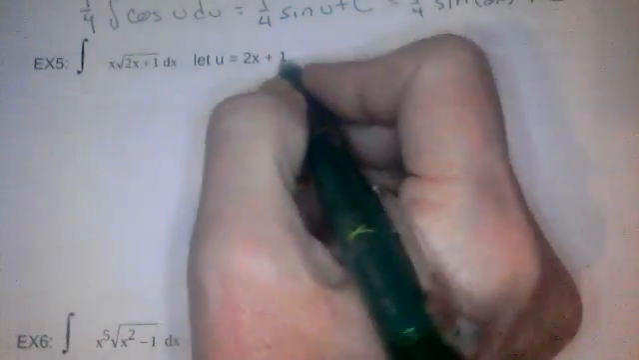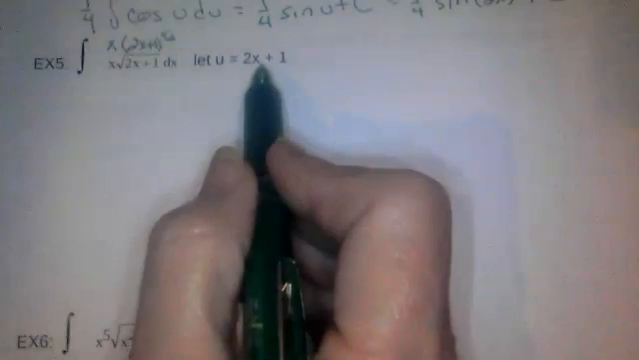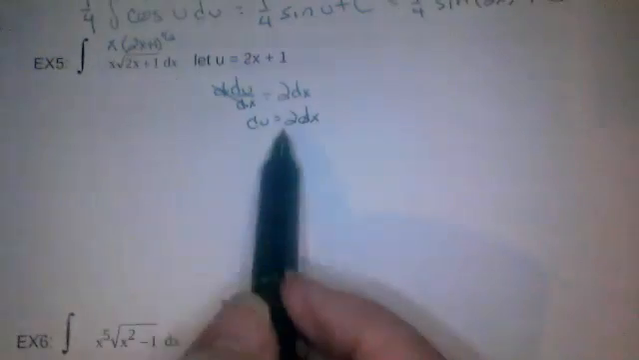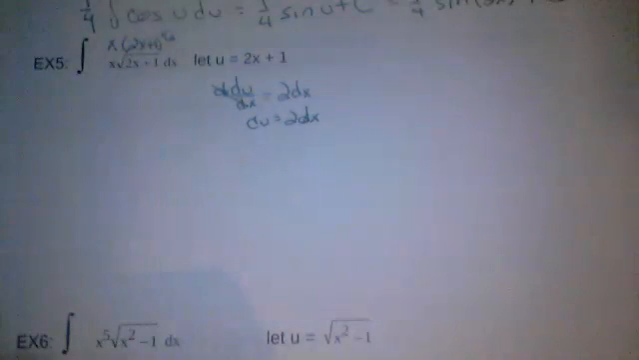All right, in example 5, they let U equal 2x plus 1, which is the inside of this. Remember, this is x times 2x plus 1 to the 1/2 power. So that is my inside function. So the derivative of U with respect to x would be 2 again, multiplied by the dx. So du equals 2 dx. And again, that doesn't exactly match up.